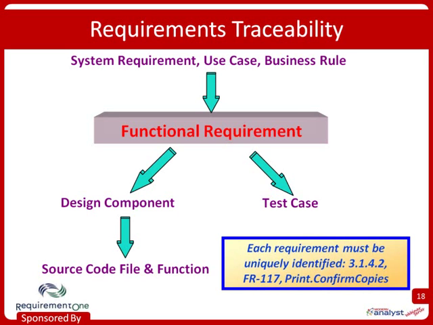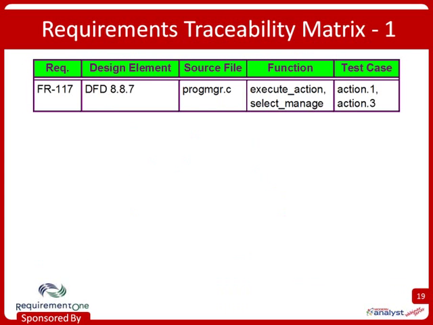Now, to do requirements traceability, the key element is that each requirement must be uniquely identified. And there are various schemes that you can use to do this, but you want to come up with a unique persistent form. And here I've shown a hierarchical naming scheme like print.confirm copies, which avoids some of the problems that you run into with a hierarchical numbering scheme. So come up with some way to label your requirements. And once we've done that, then we can build a requirements traceability matrix to show the connections between requirements and other system elements.